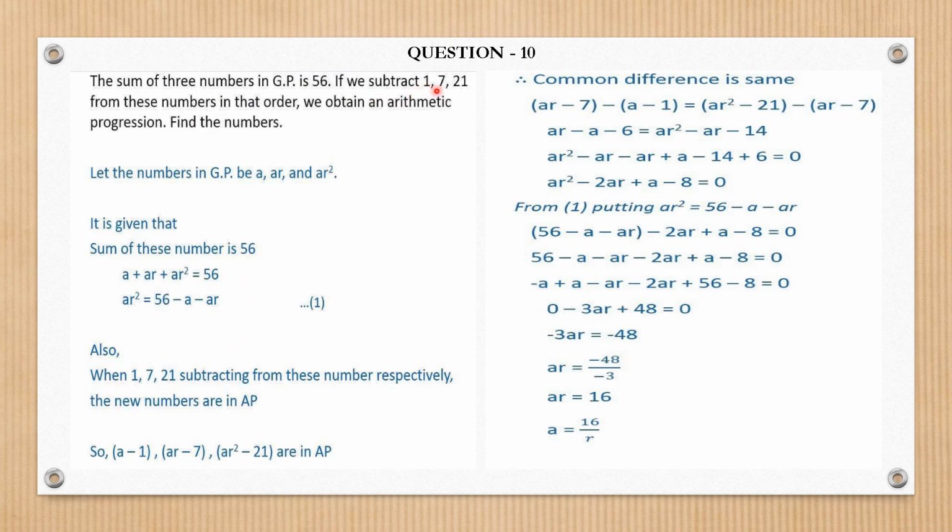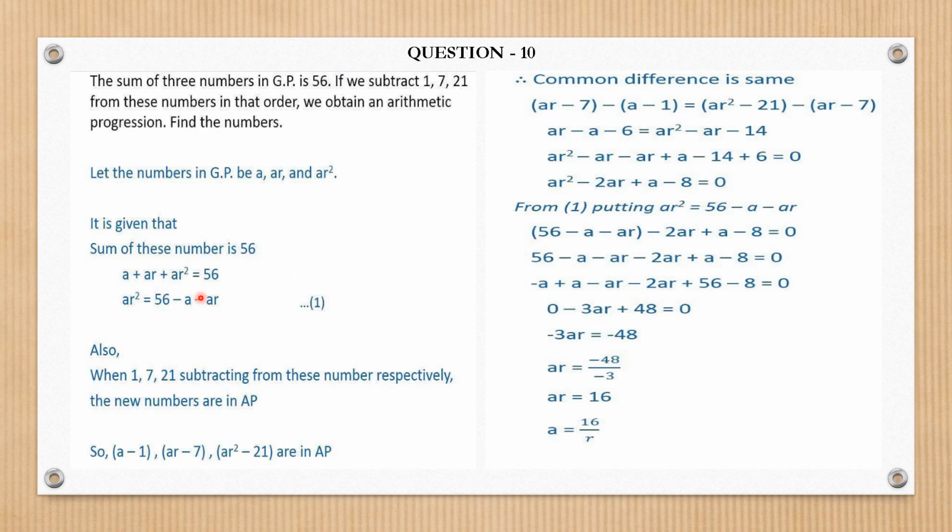Now when we subtract 1, 7 and 21 from these numbers, what will happen? It will become A minus 1, AR minus 7, and AR square minus 21. Now these numbers will form an AP. And you know what is there in an AP: the common difference is the same, that is B minus A will be equal to C minus B. So from here, AR minus 7 minus A minus 1 is equal to AR square minus 21 minus AR minus 7. After solving and opening it, I'll get the equation AR square minus 2AR plus A minus 8 equal to 0.